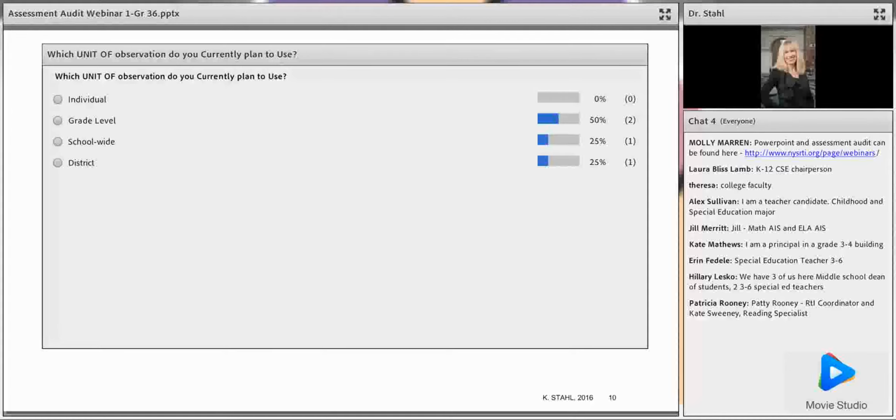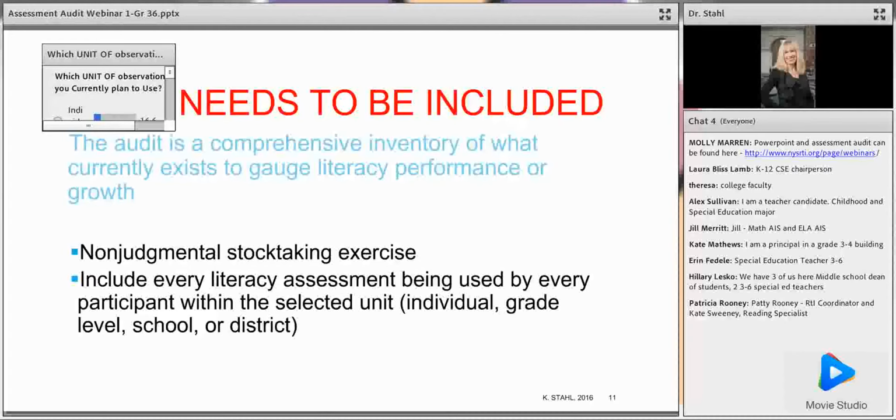Okay, well, that's interesting that we see about 50% of the people doing it at grade level or as an individual. And that's certainly very workable. It's certainly very workable, and it's actually more simplistic. You can get it done more quickly that way. If you do it at the school-wide and district-wide level, it does take somewhat longer. But it's more powerful. But any of those are manageable. Okay, so we'll go to our next slide.